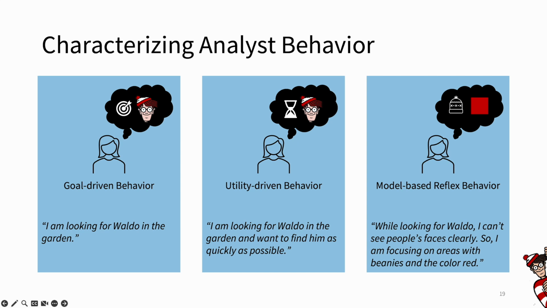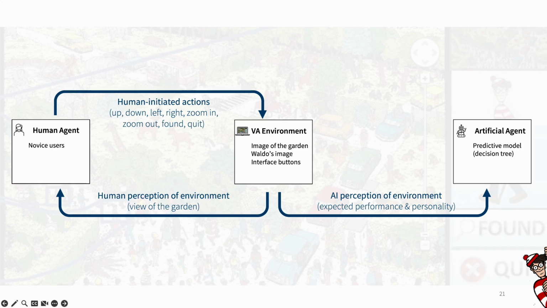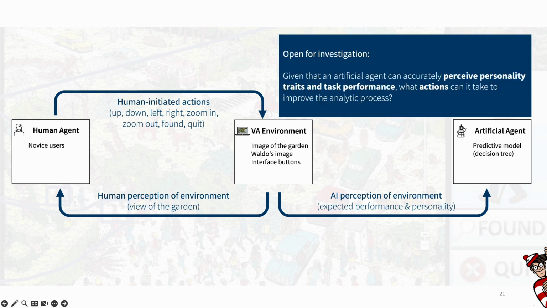Lastly, let's wrap up by talking about how this framework may help us reason about the design of mixed initiative visual analytic systems. As we saw earlier, the diagram for the Waldo system is missing the arrow where artificial agents take actions upon the environment. This highlights an opportunity to ask what kinds of artificial agents can be built to make this system mixed initiative.